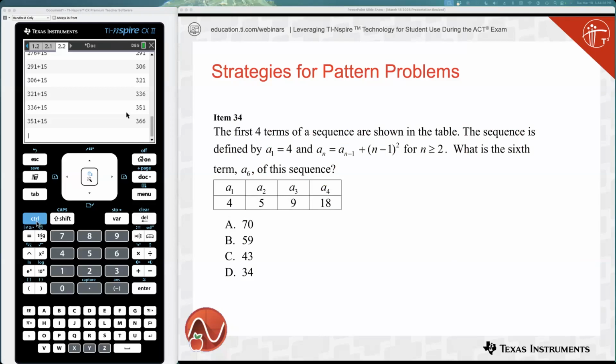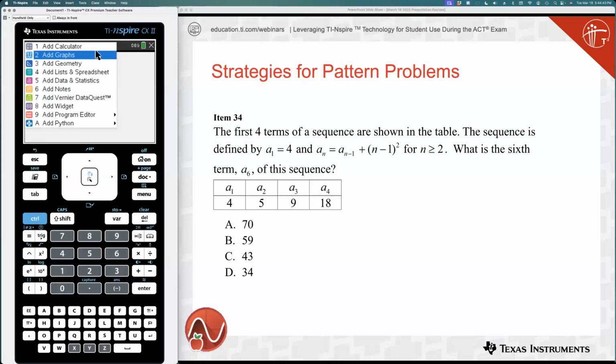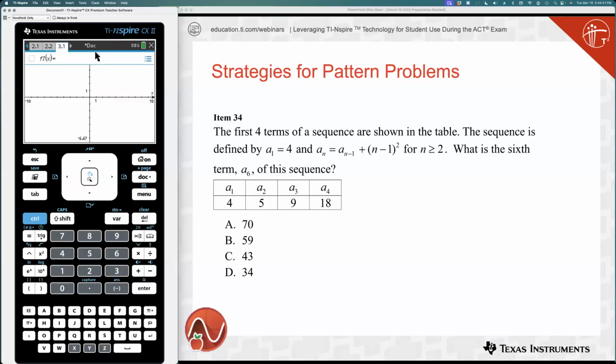And so I'm going to do this again. I'm going to hit doc. I'm going to insert. I'm going to add a new problem. And I am going to graph this. I'm a fan of graphing for this particular problem.